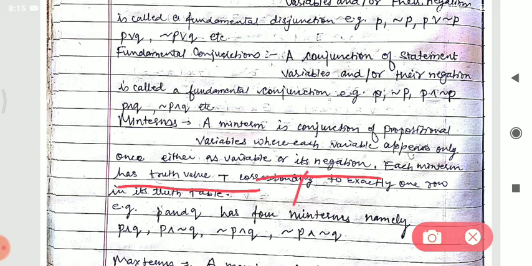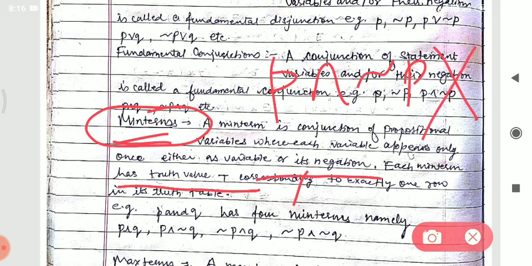Fine. Look. Now, what is the difference between fundamental conjunction and minterm? Minterm, you say min. Min means less. Less will be intersection. Intersection is related to conjunction. So minterms means you are taking some fundamental conjunctions. And what is the restriction? You don't have to use a variable and its negation in one term. That is, you cannot take P and negation P. This is not a minterm. Mind it, this is not a minterm.